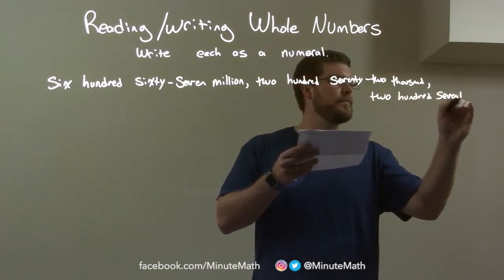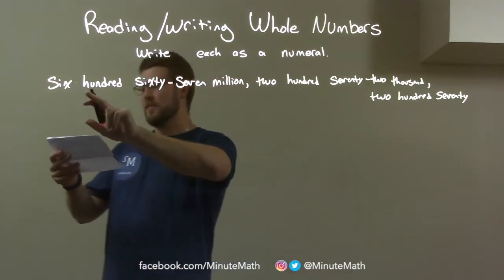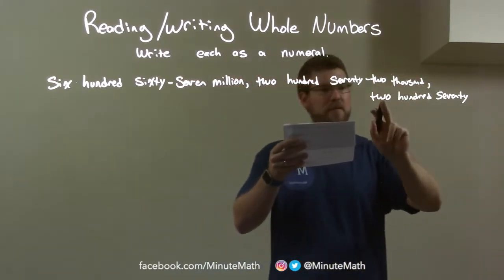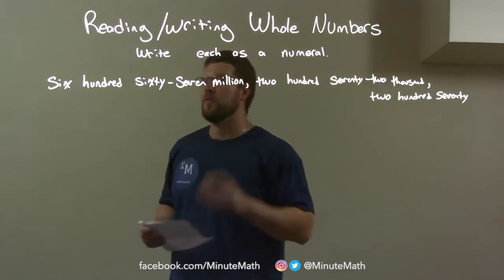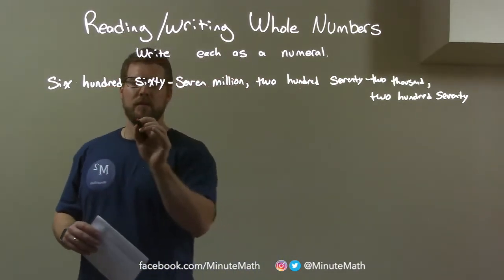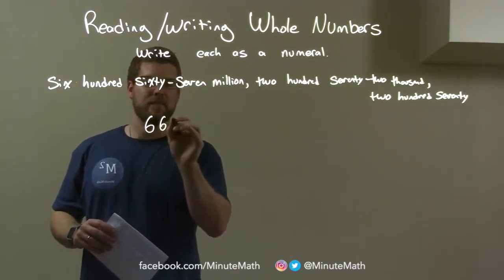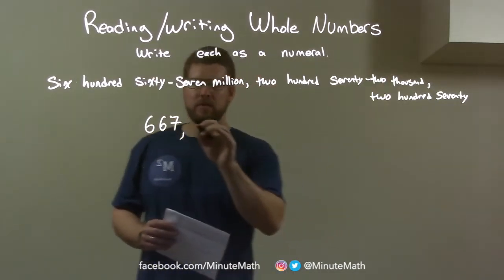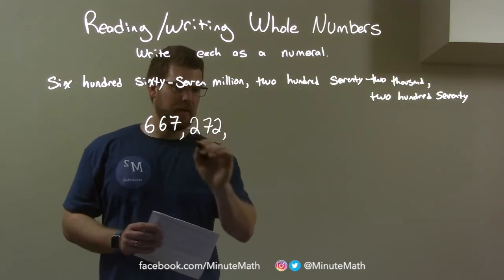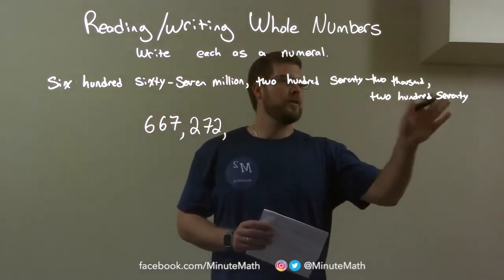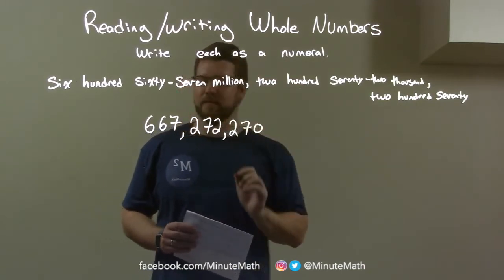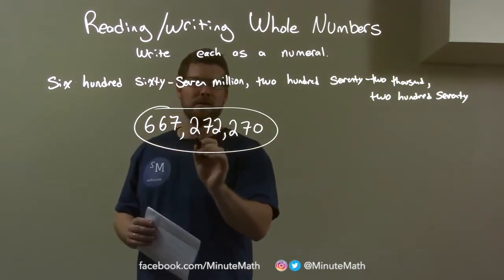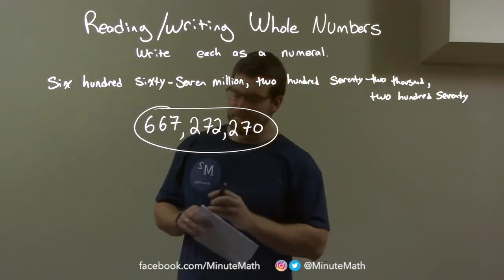7,272,270. Okay, so let's check it: 667,272,270. First things first, 667 million. So we have 600, and then 67, and this is in the millions, so there's six places afterwards. 272,000, so 272 in the thousands area, which is three places afterwards. 270, and there we have it. We have our answer of 667,272,270.